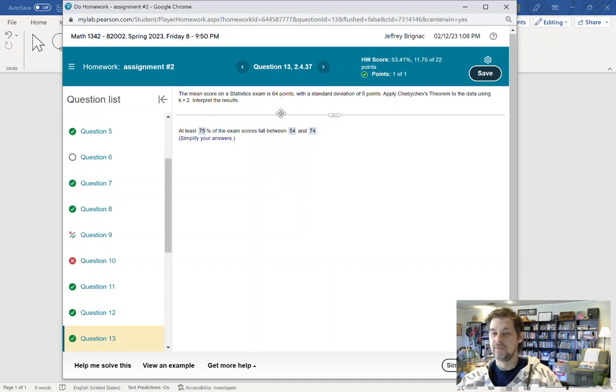Okay, so that's why when I put the answer in here, I said 75% of the exam scores fall between 54 and 74, because 54 to 74 would be 2 standard deviations down and 2 standard deviations up from the mean. And that's where we know 75% of the scores are going to be, even without seeing what they are.